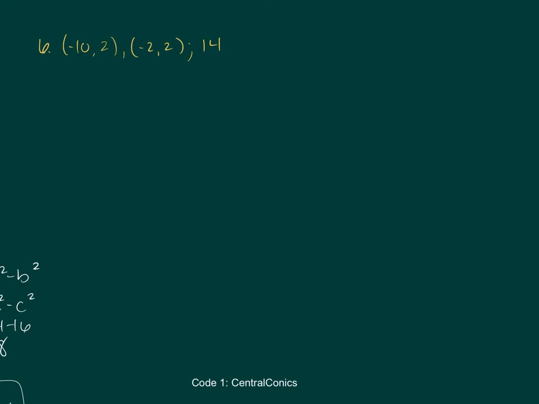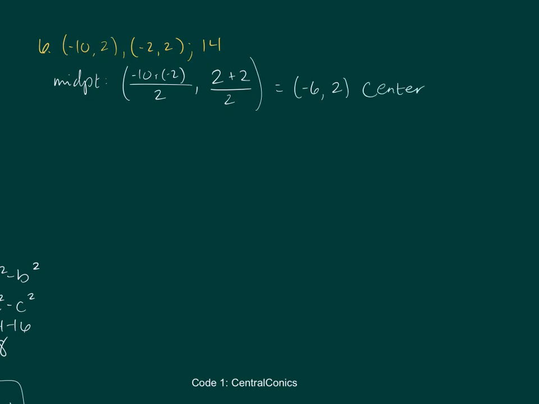Let's look at another one. Number 6, we have the foci (-10, 2) and (-2, 2), and the sum of the focal radii is 14. So first thing we're going to do is find the midpoint to find our center. So that's going to be (-2 + -10) over 2, and (2 + 2) over 2. So we end up with (-6, 2) as our center.